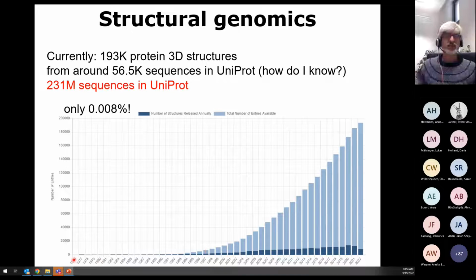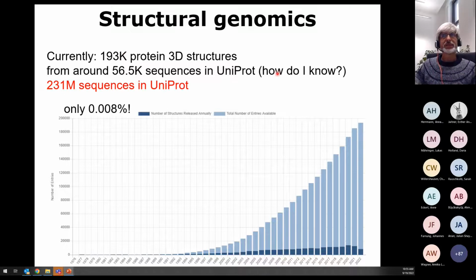So here is the time, and this is the number of structures that we have in the PDB. And you would say, okay, we have a large number of structures in the PDB. This is very good. And it's something like 193,000, so almost 200,000.